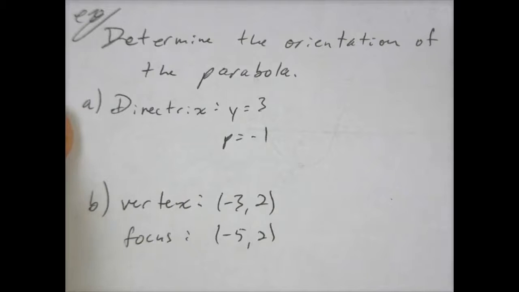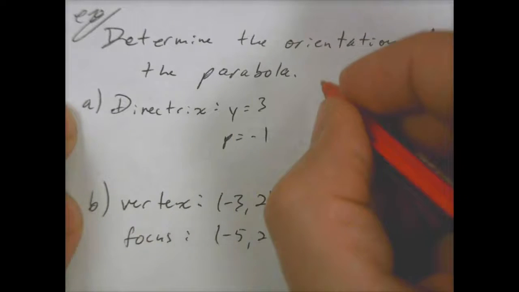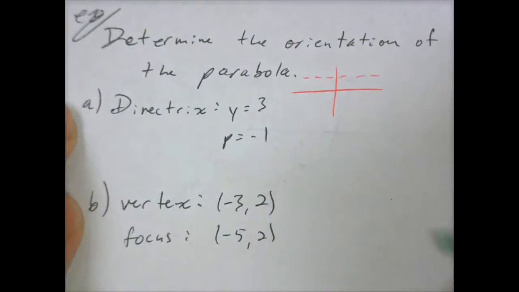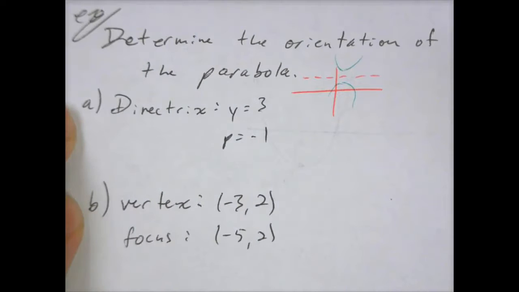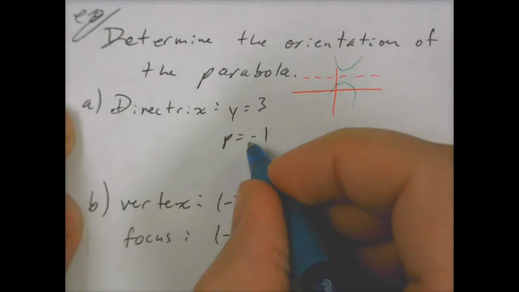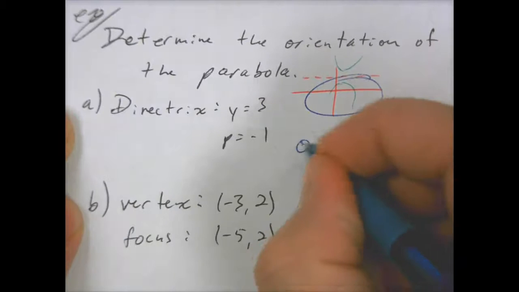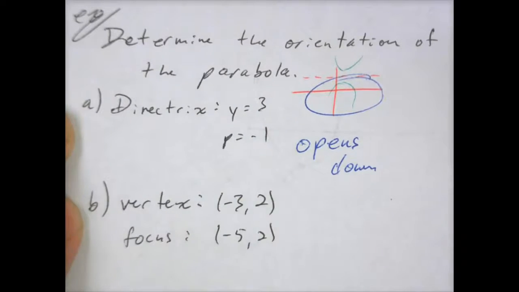All right, last example. Determine the orientation of the parabola. So all it's talking about there is whether it opens up, opens down, opens to the left, or opens to the right. So in this one, if the directrix is y equals 3, well, if I draw my picture, that means the directrix is here, which tells me that my parabola could open up, it could open down. I'm not really sure, but it's one of those two things. It also tells me p is negative 1. So if p is negative, then I know it has to open down, so that's all I'm going to say, opens down.